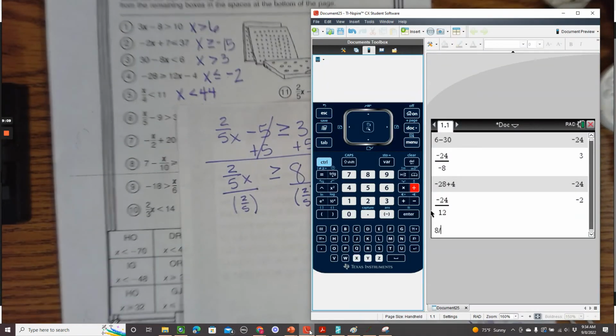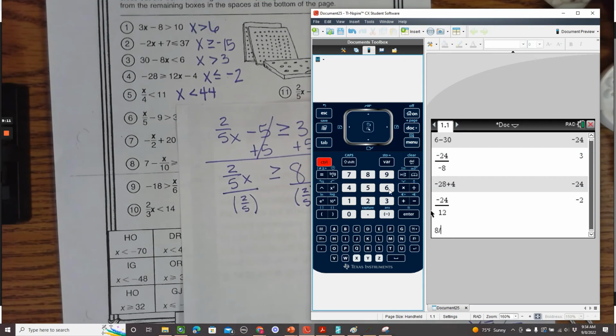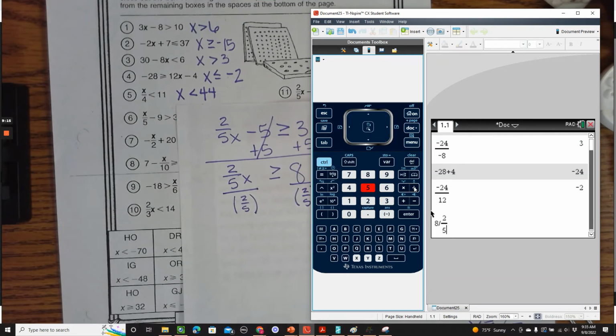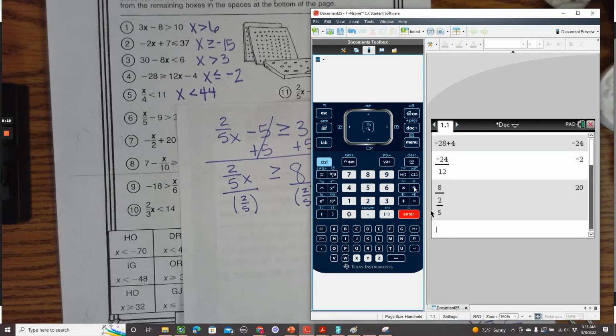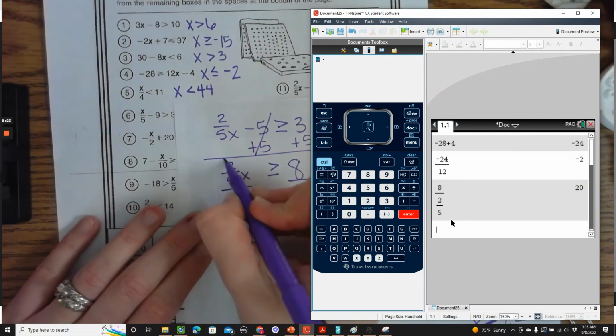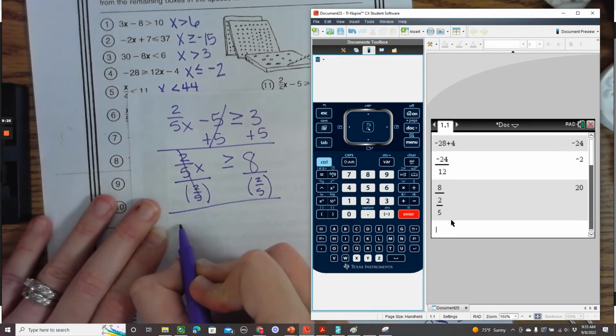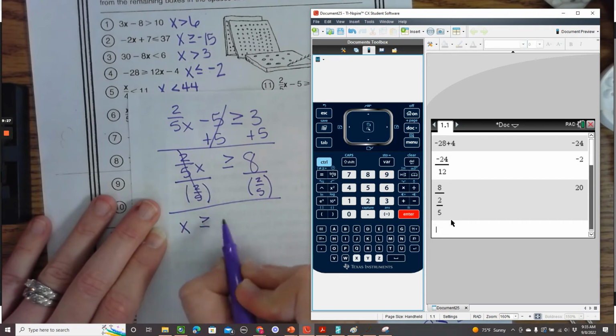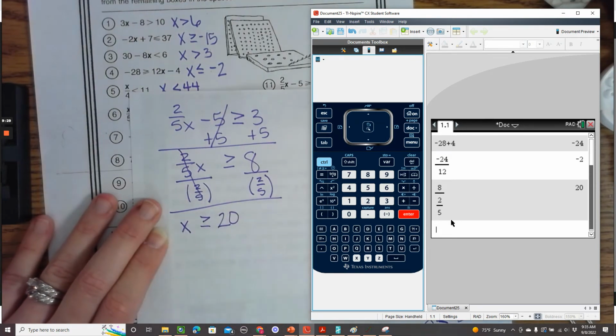So this is probably one of them that you want to do in the calculator. So 8 divided by, and then you can put the fraction in there, 2/5. Your calculator is going to change it. It's going to look different when you hit enter. You can kind of see how it stacks it all up. But that is the correct answer. So x is greater than or equal to 20.